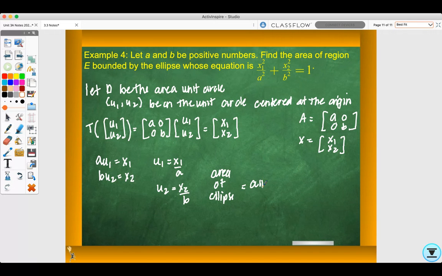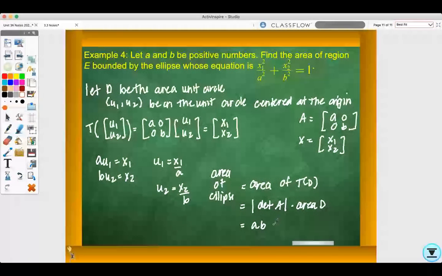So the area of the ellipse equals the area of my transformation of D, which is the absolute value of the determinant of A times the area of D, or ab times pi times 1 squared, which equals ab pi.